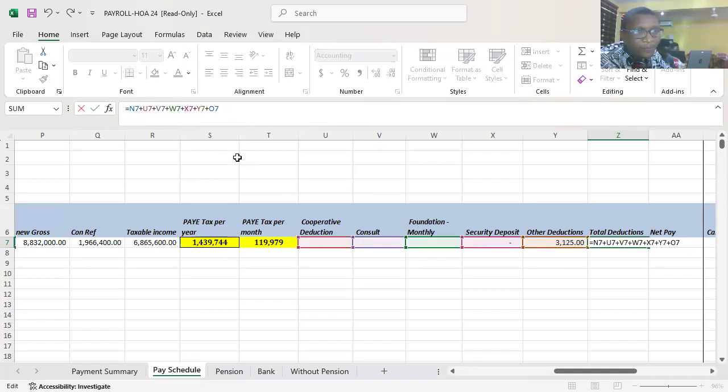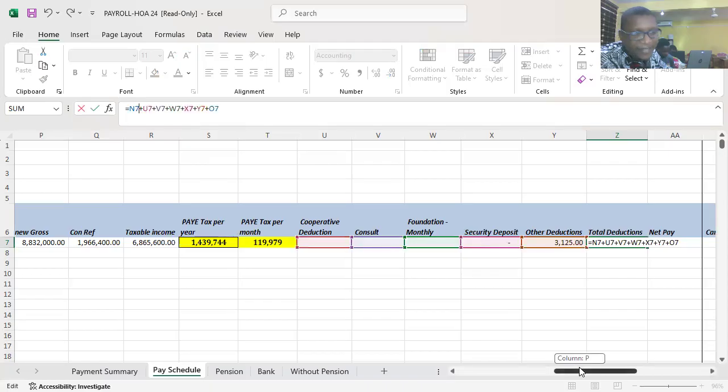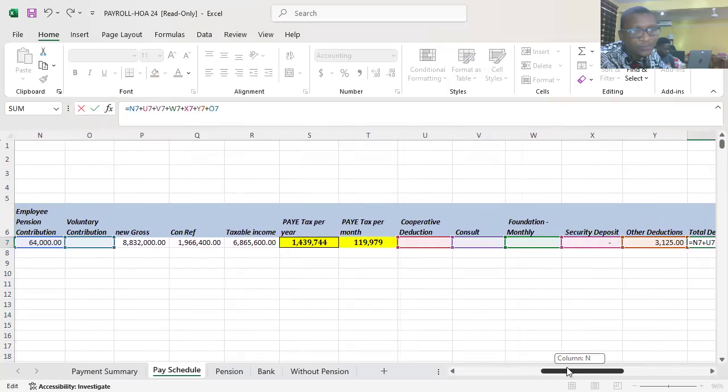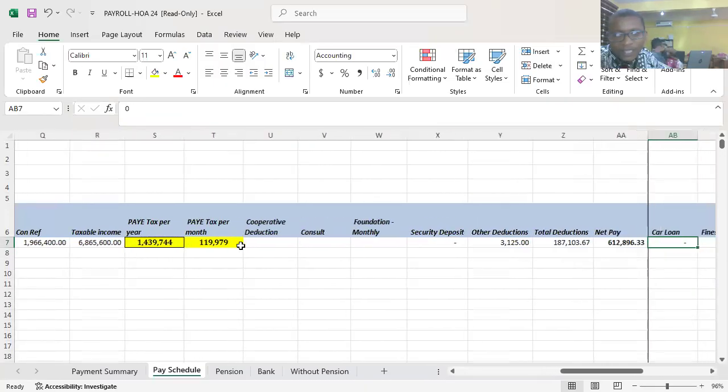So we have N7. The N7 here is the pension. Okay? Plus T7. T7 is supposed to be part of deduction as well, up to this point. From new gross to consolidated relief to taxable income, they are not part of the deduction. They're supposed to be added together. So all our deduction is how much? Is 187. And I think it makes sense.